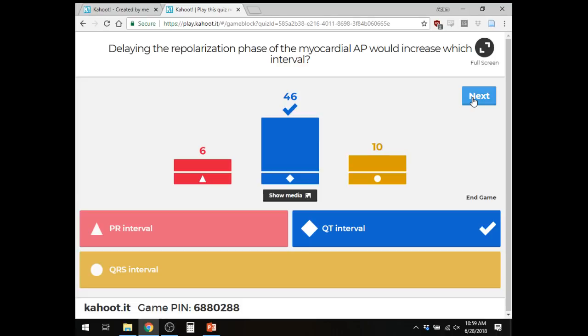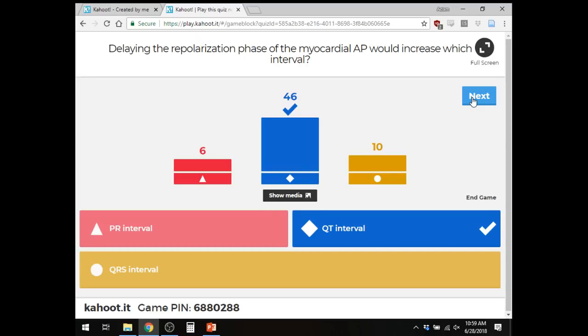So again, say, for instance, what would increase the PR interval? What do you think? Because again, that's the time from the atrial depolarization to the ventricular depolarization. What do you think could delay that? Well, not necessarily ion flow, but what if I had some kind of slowing of that conduction between the atria and the ventricles?